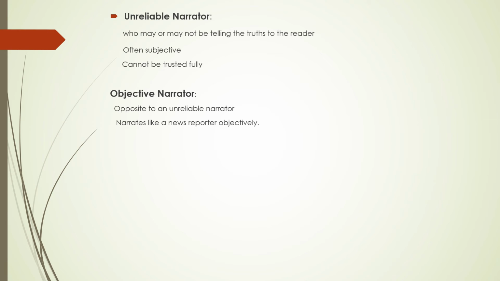Now moving forward, the unreliable narrator. An unreliable narrator is one who may or may not be telling the truth to the reader about the whole story. The narrator, he or she, has some problem with mental ability or with maturity. He or she may be exaggerating something, stretching the truth, or hiding the truth. So the unreliable narrator often tends to be biased. He tells from a subjective point of view. Subjective means your knowledge or your experiences are going to affect your judgment. He or she cannot be trusted fully, so we cannot trust any events narrated by an unreliable narrator.